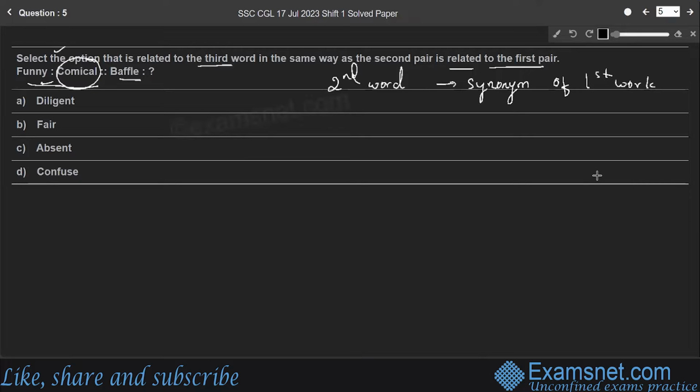Therefore, baffle is related to. Here baffle means confuse, right? So the synonym of baffle is confuse. So option D is the right answer.